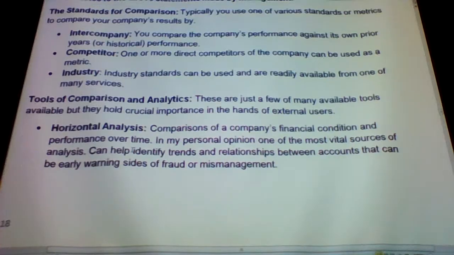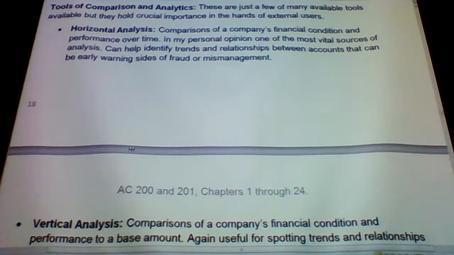Tools of comparison and analytics. These are just a few of many available tools, but they hold crucial importance in the hands of external users. A big one, horizontal analysis: comparison of a company's financial condition and performance over time. In my personal opinion, this is one of the most vital sources of analysis. It can help identify trends and relationships between accounts that can be early warning signs of fraud or mismanagement. And I'm sorry, that's supposed to be signs, not sides.